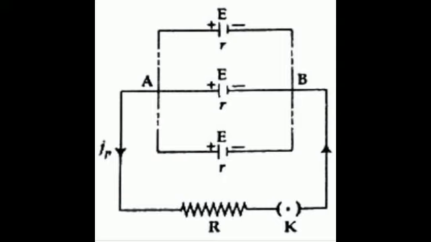Next, cells in parallel. In parallel connection, all the positive terminals of the cells are connected to one point and the negative terminals to a second point. These two points form the positive and negative terminals of the battery. Let n cells be connected in parallel between the points A and B, and a resistance R is connected between the points A and B.